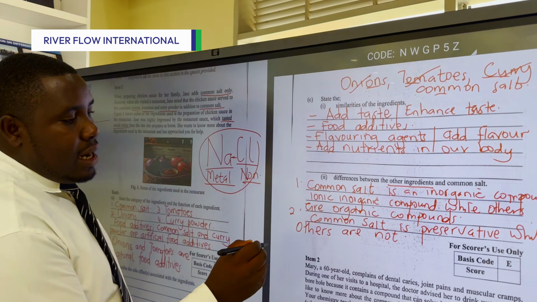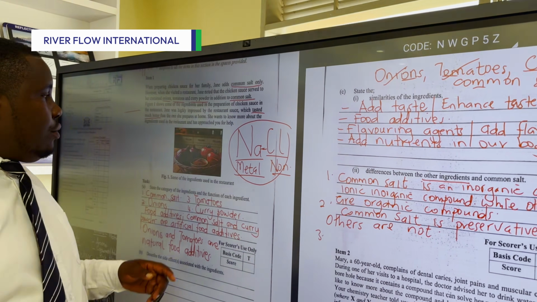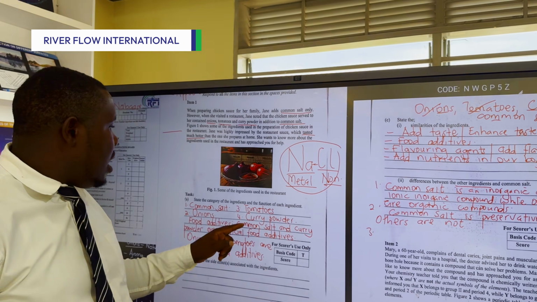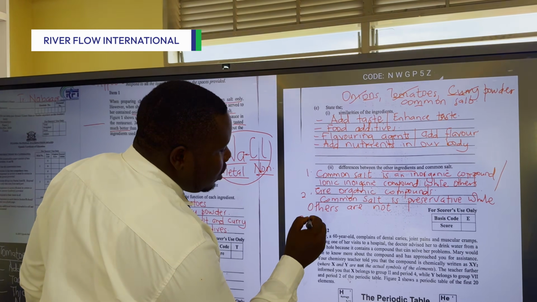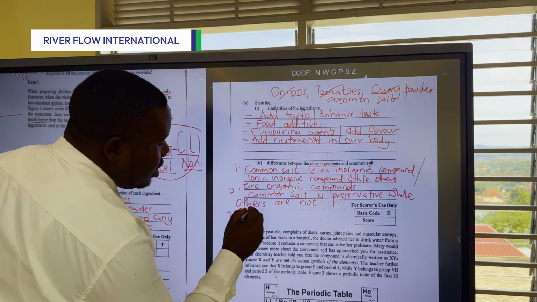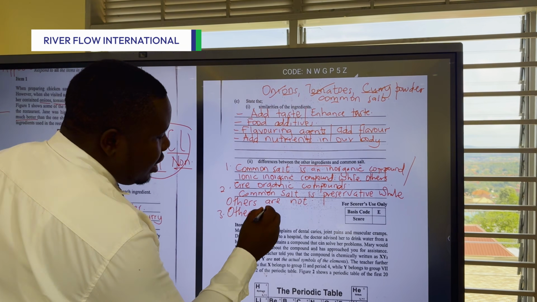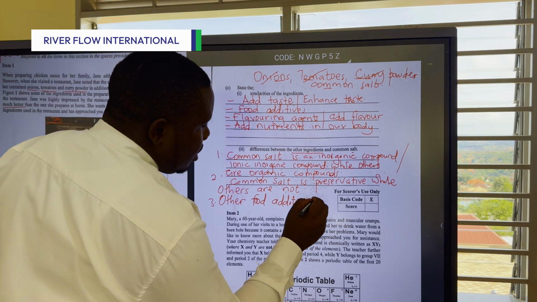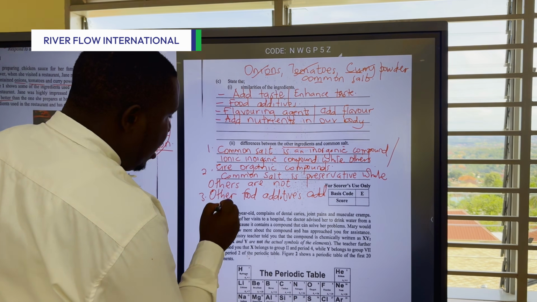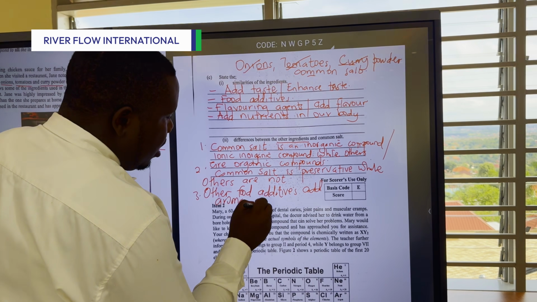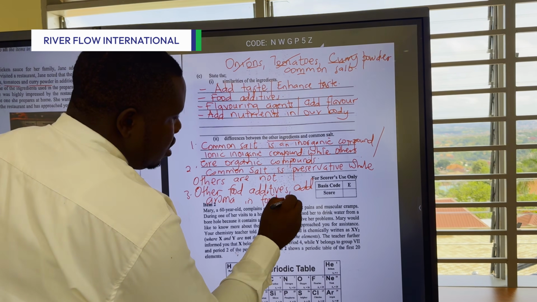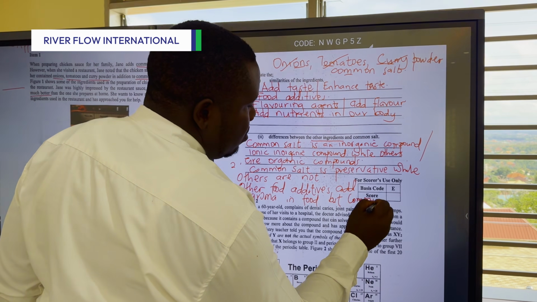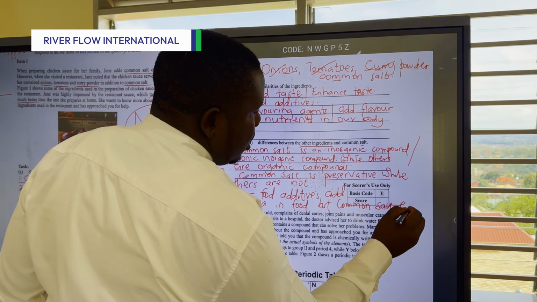Okay, then we come and give number three. Now you realize that all of them, we are saying tomatoes can give us aroma, onions can give us aroma, all the others, but common salt cannot. So we are going to say other food additives add aroma in food, but common salt does not.